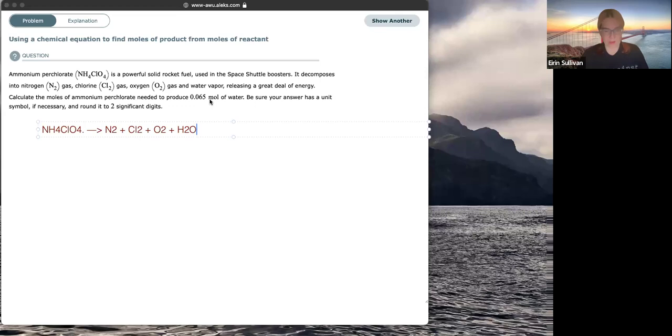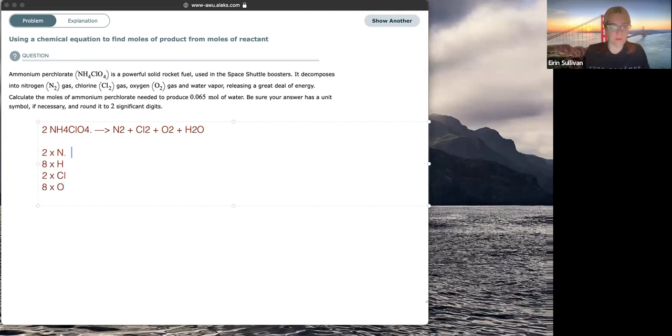But this is not balanced. So we're going to do a quick and dirty balance here. I can see I've got 1 nitrogen on the left side, 2 on the right. So I'm going to just do that as my first step. So let's do some accounting. We know we've got 2 nitrogens. We've got 8 hydrogens. We've got 2 chlorines. We've got 2 times 4 is 8 oxygens. So let's balance this all up.